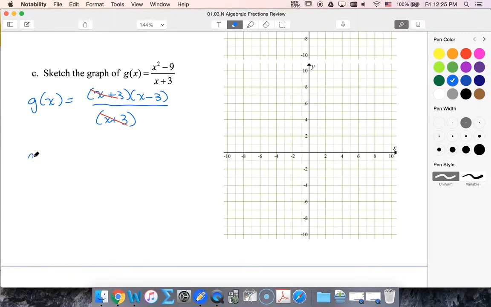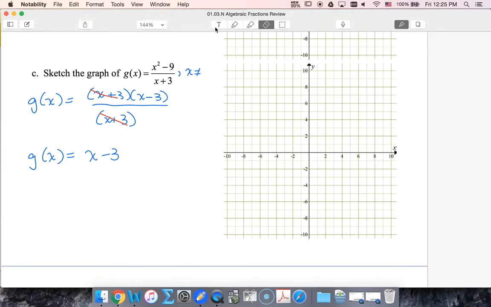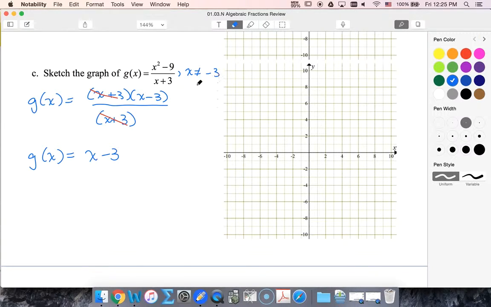So I know that g of x is going to look like the line x minus 3, but from the beginning, I have to note that x cannot be equal to negative 3. Normally, this would create an asymptote. However, because it canceled out, this function does not have an asymptote.